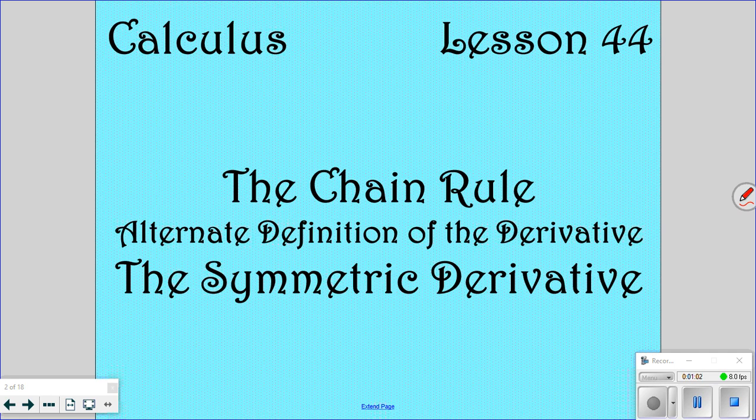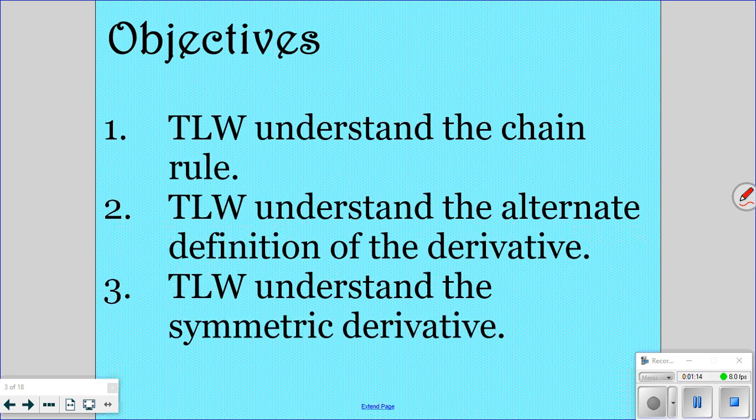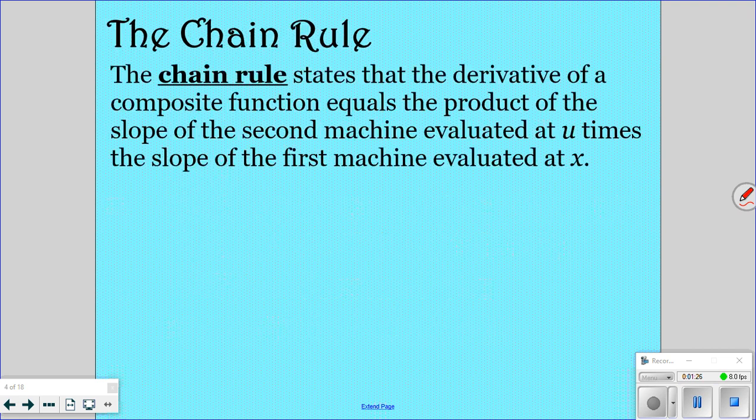For lesson 44 today, we're looking at the chain rule, the alternate definition of the derivative, and the symmetric definition of the derivative. So hopefully you'll understand how chain rule works after this lesson, and you'll understand the alternate definition of the derivative and the symmetric definition of your derivative.